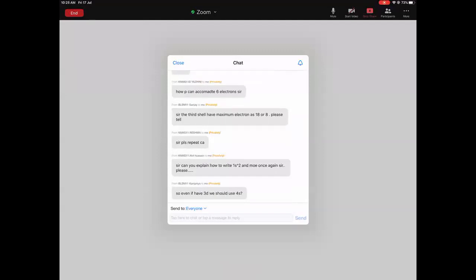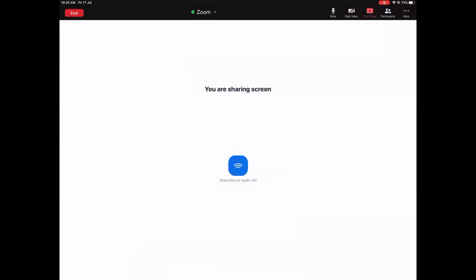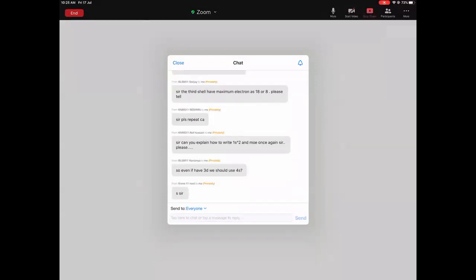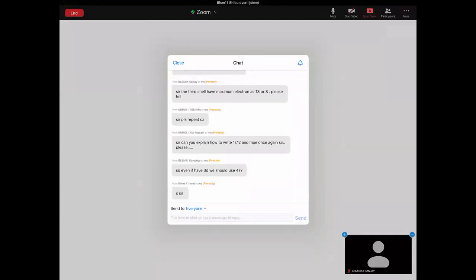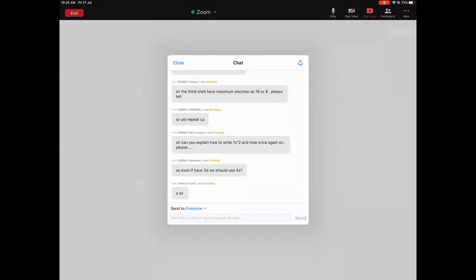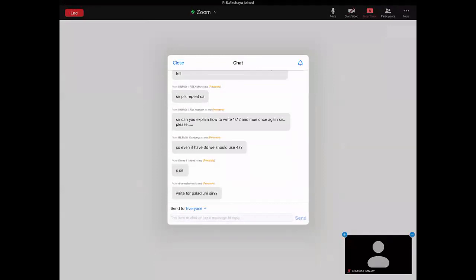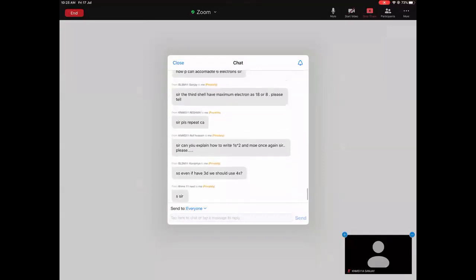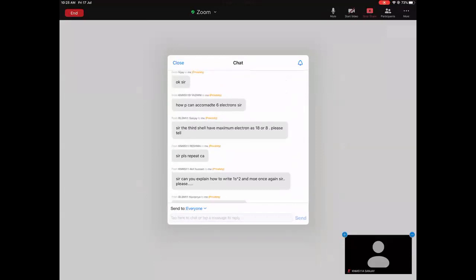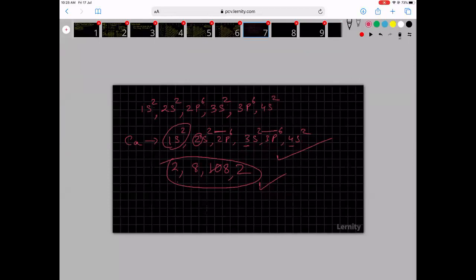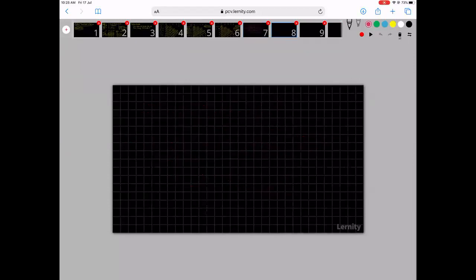Can you explain how to write 1s2? Sir, even if we have 3d, we should use 4s? Yes, we should use, because it has less energy. 3d will have 5, 4s has only 4. So we have to go to 4s and not 3d. Yes, I will explain. I'll keep repeating it, don't worry. Let us move ahead and then come back again. I have my targets for the class today. So don't worry, we will come back again here.